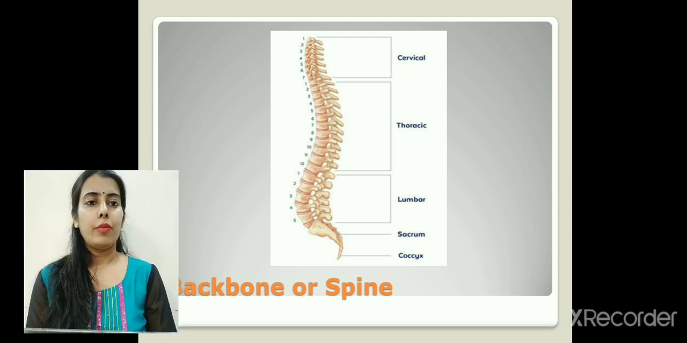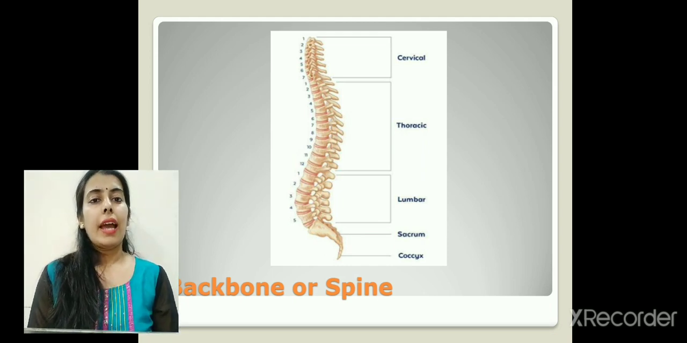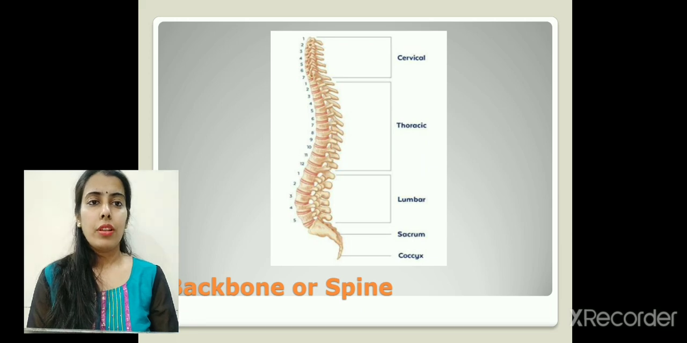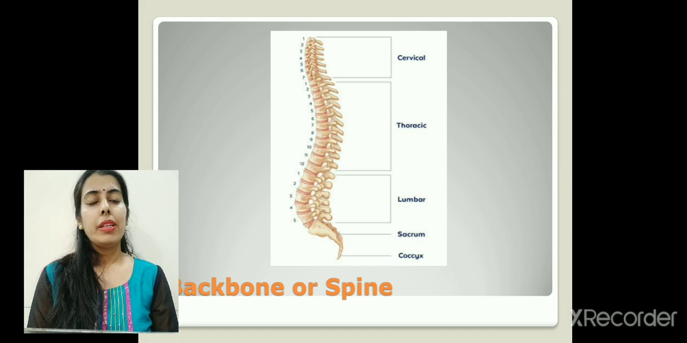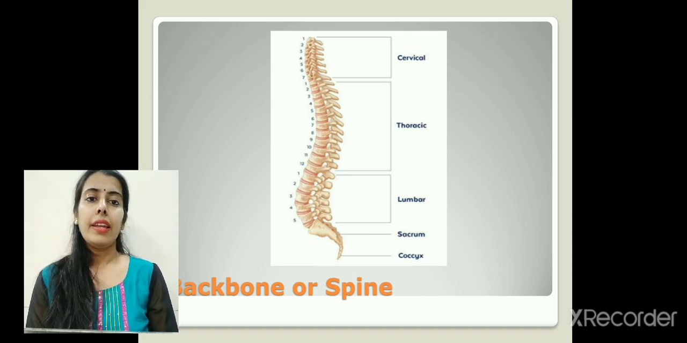Here we have the backbone or the spine. The animals which have this backbone, which is the vertebral column, are called vertebrates. Like we human beings, cow, buffalo, goat, they all are vertebrates. But the animals which don't have these backbones are called invertebrates. Like cockroach, housefly, they are invertebrates.